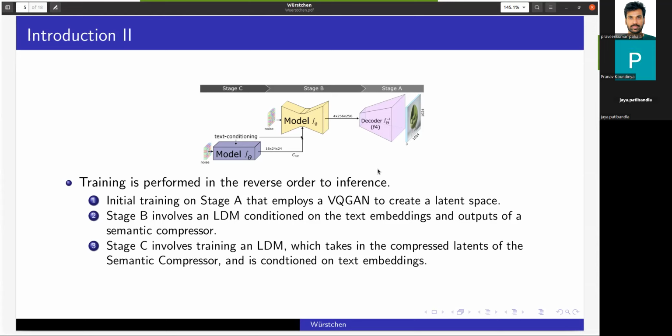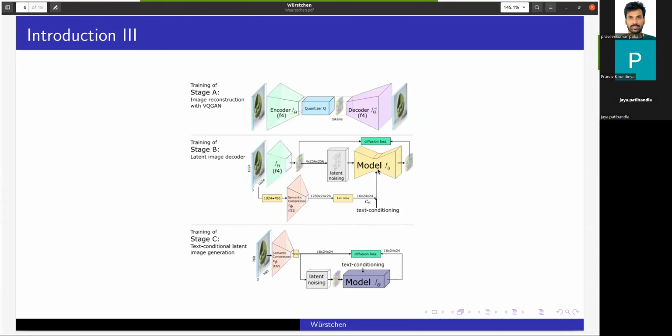However, the training is performed in the reverse order. We first train stage A, then we train stage B, and finally we train stage C. So yeah, this is the flowchart of how the training process takes place for Würstchen.